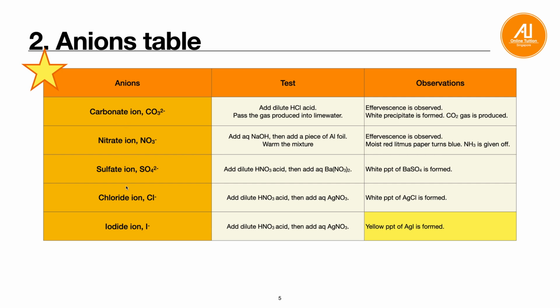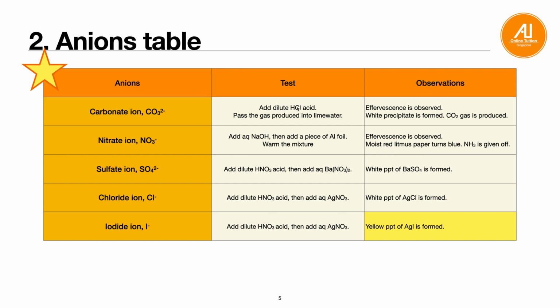So for your syllabus, basically there are 5 anions: CO3 2 minus, NO3 minus, SO4 2 minus, Cl minus, and I minus. So let's look at the first one. For carbonate ions, how do you test for carbonate ions in your unknown solution? So you need to add dilute HCl acid, okay, and then pass through the gas into lime water.